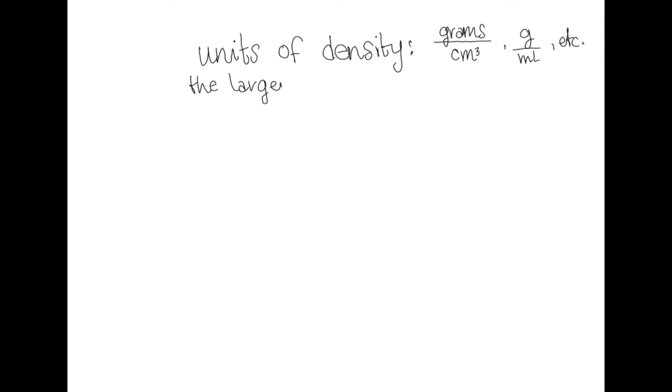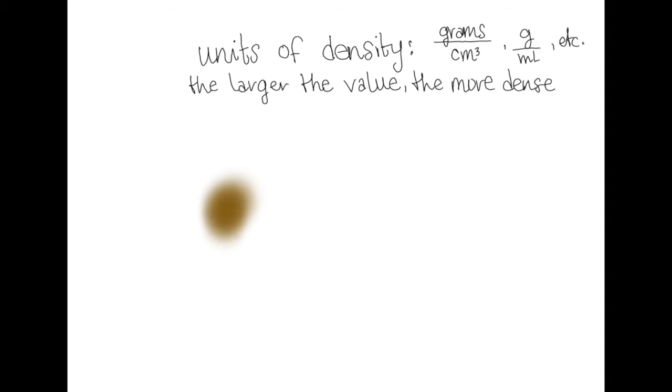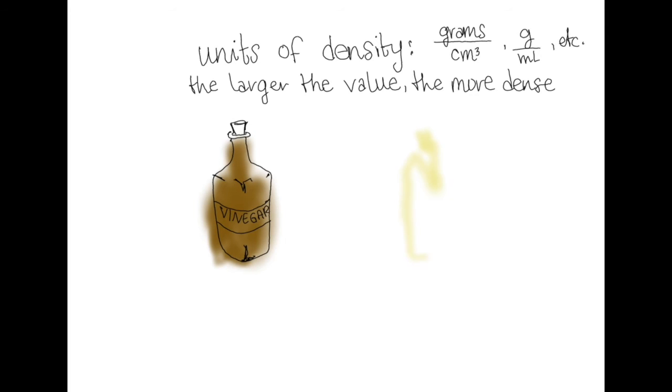We describe how dense something is by using a number with the units of grams per centimeter cubed or grams per milliliter, or any mass divided by a unit of volume. The larger the value for density, the more tightly packed its particles are. The less tightly packed together substances will have smaller values for density.